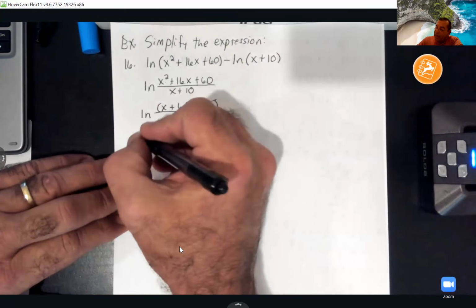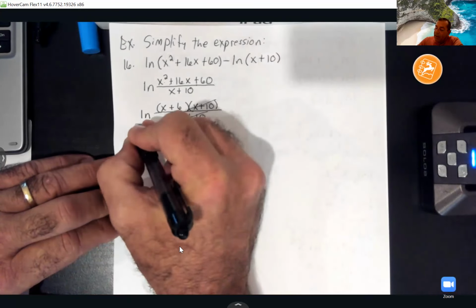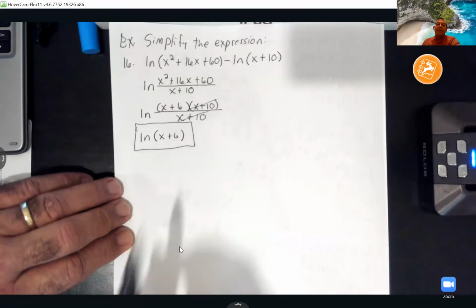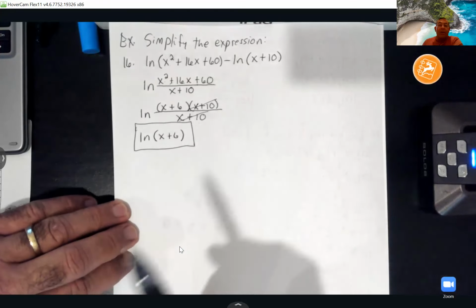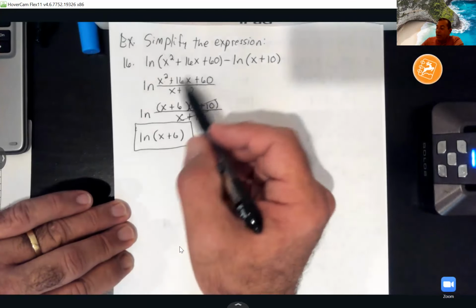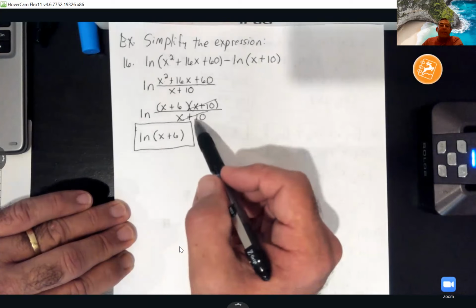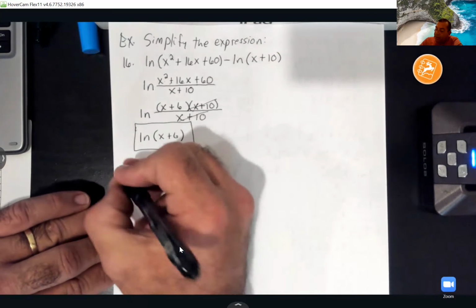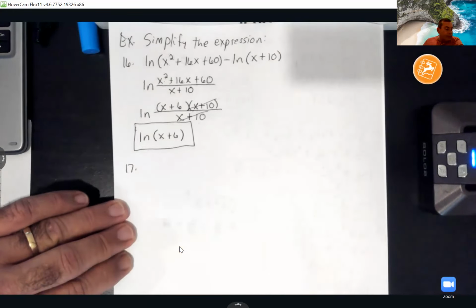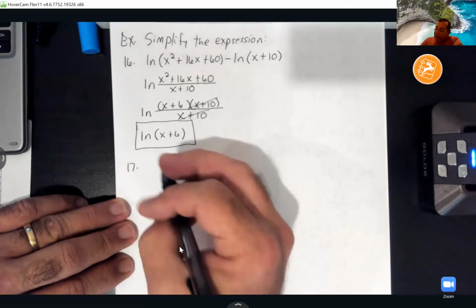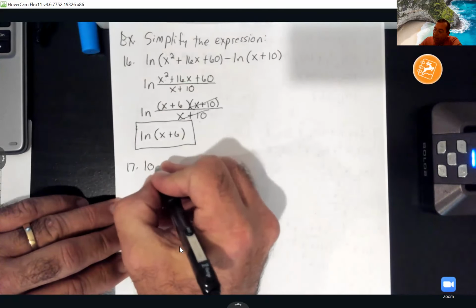So this one definitely has to be kept in parentheses. And y'all, basically on 16 and 17, that's all we're doing. Factoring and canceling and then writing our final answers. All right, so that was with the ln, so they did one with a log.